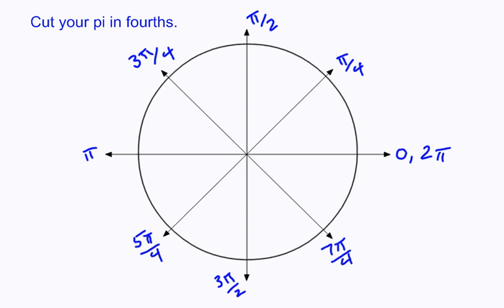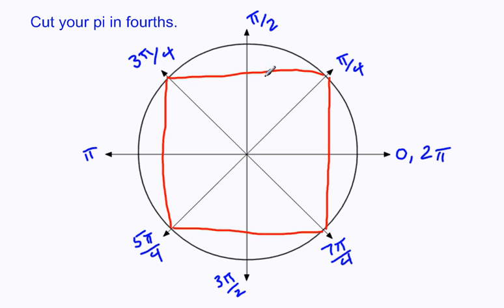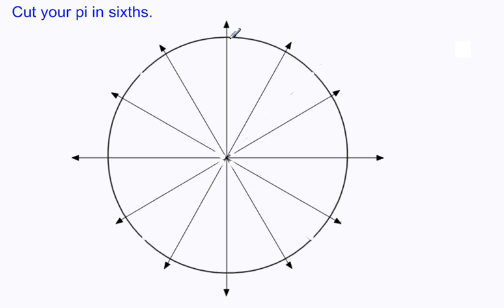Now, a nice thing to see is that every single fraction that is over 4 is on the square, right, like this. So anytime you're asked to evaluate anything that's over 4, it's going to be across from pi over 4. All right, so now let's divide our pi into 6.